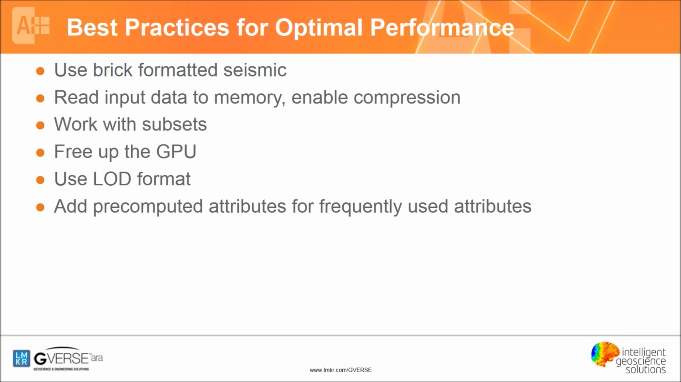If you have a very large data set, try to work in a subset. We can create subsets within the application, so you can create a subset in inline, crossline, and time domains, so laterally and temporally. And if you have other applications that are taking up GPU memory, we recommend that you close them. Again, if you're using very large data sets, use the LOD format. You have to create the LOD format using the utility, but you have to do that just once, and then you can leverage the performance improvements from the level of detail format. And if you have some attributes that you use very frequently, you can always add them as pre-computed attributes, and that will help you with faster analysis as well.